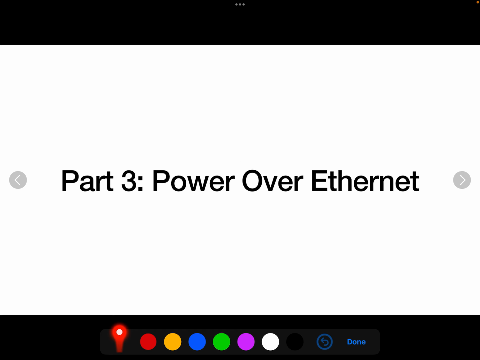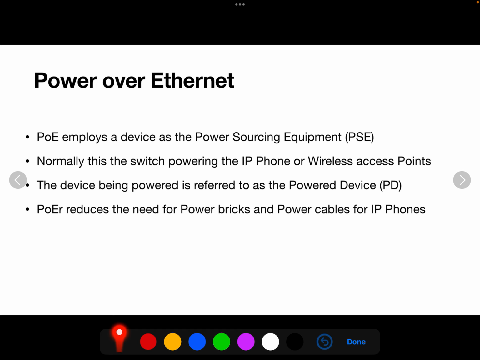Now, let's go into part 3. Power over Ethernet, very important topic. Power over Ethernet basically employs a device as the power sourcing equipment. Normally that is going to be the switch, which powers your IP phone, your wireless access points. The device that's being powered is referred to as the powered device, the PD. So remember, power sourcing equipment is your switch normally, powering your IP phone, your wireless access points, and your device that's being powered is referred to as the powered device, PD.